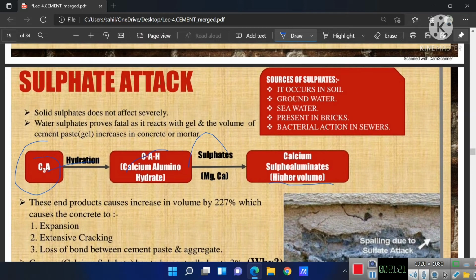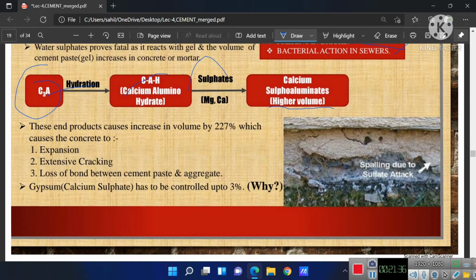Now here are the sources of sulfates. Sulfates occur in soil, groundwater, seawater, present in bricks, bacterial action, sewers. Now here is a picture which shows failure due to sulfate attack. Here you can see there is an increase in volume due to sulfate attack. Now these end products cause an increase in volume by 127%, which causes the concrete to expand, extensive cracking, and loss of bond between cement paste and aggregate. Gypsum has to be controlled up to 3%.